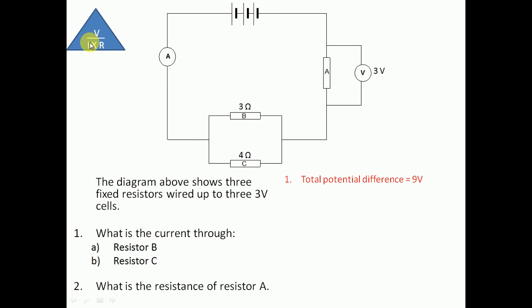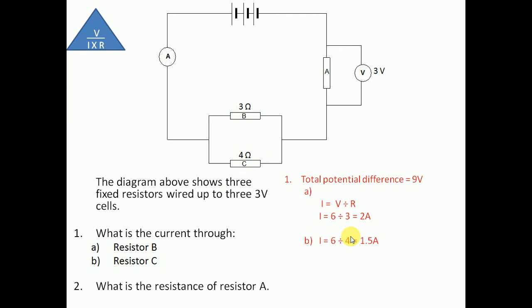Okay then, so what about resistor C? Well, it's the same process. Again, we use potential difference divided by resistance. The potential difference is 6 because it's the same as for the other one, since these two are wired in parallel, and it has a resistance of 4. So the current flowing through resistor C would be 6 volts divided by 4 ohms, which gives us a current of 1.5 amps.